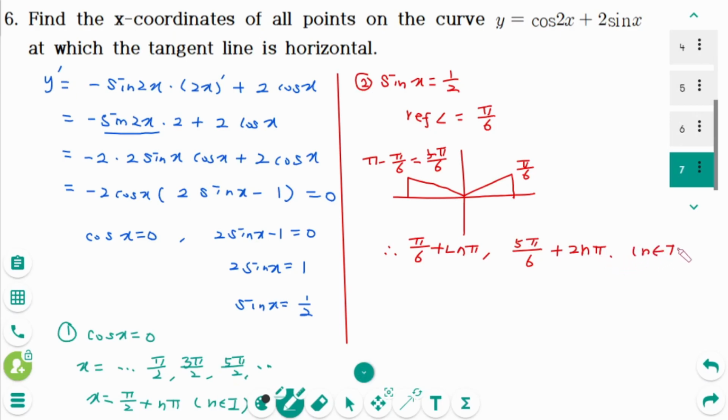n is any integer. By 1 and 2, the final answer is x equals pi over 2 plus n pi, pi over 6 plus 2n pi, 5 pi over 6 plus 2n pi. Then n is any integer.